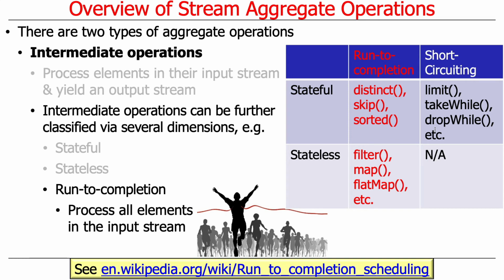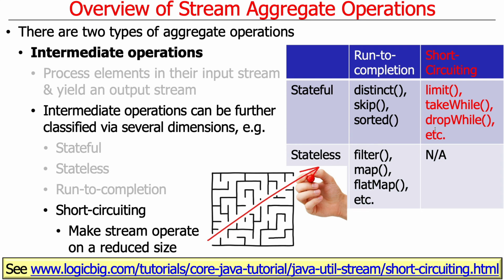And then the other differentiation we have is run to completion versus short-circuiting. Run to completion, as the name suggests, just means you go through the whole thing, you take a look at every element, and it processes all the elements in the input stream. Short-circuiting means once you have reached a certain threshold, like a count, or once a predicate fails, then you will go ahead and stop processing at that point. So you short circuit, you don't process everything.